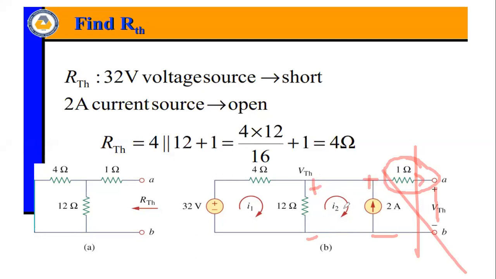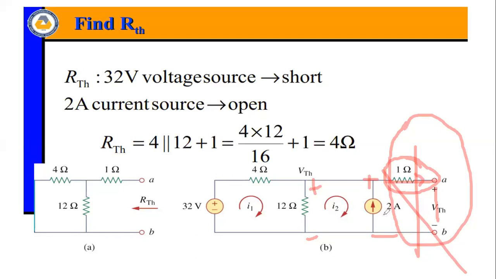Because all are parallel, I should repeat that as the A and B terminals have been opened, no current will flow in the 1 ohm resistor. If no current flows, then it can be removed. So this portion I can easily remove.